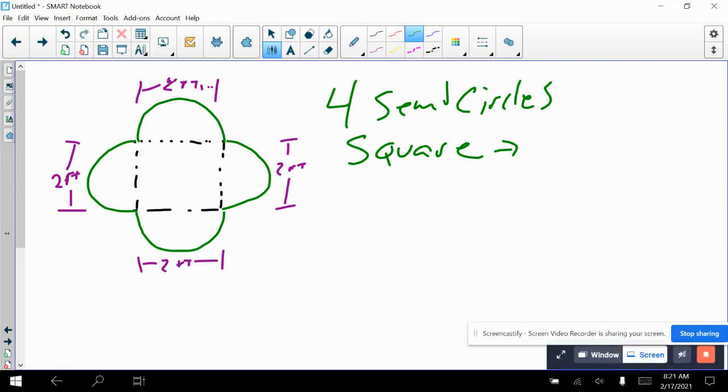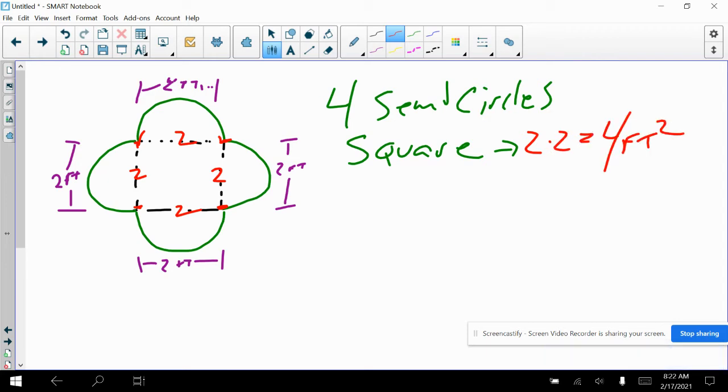Okay, what's the area of our square? That's the easiest one. I heard 8 and I heard 4. Okay, wait, look here. Let me make some markings. What's the distance from here to here? 2. From here to here? 2. So what's 2 times 2? 4. So we're talking 4 feet squared. That's the area of our square.